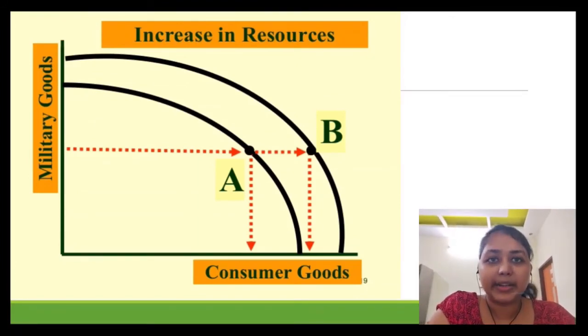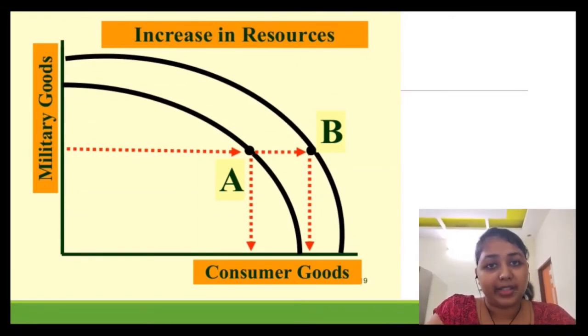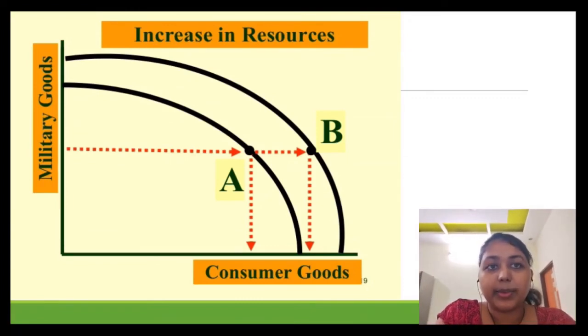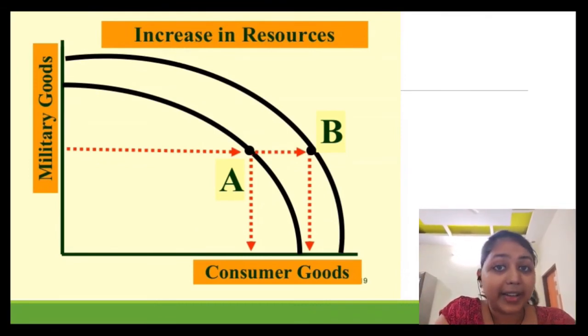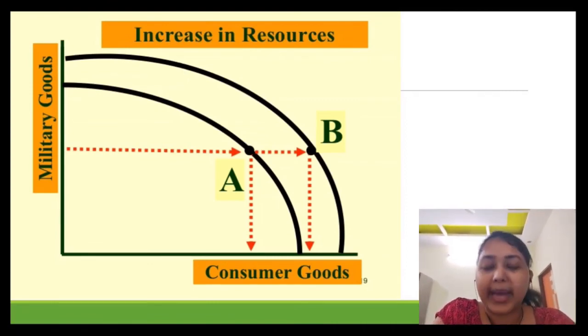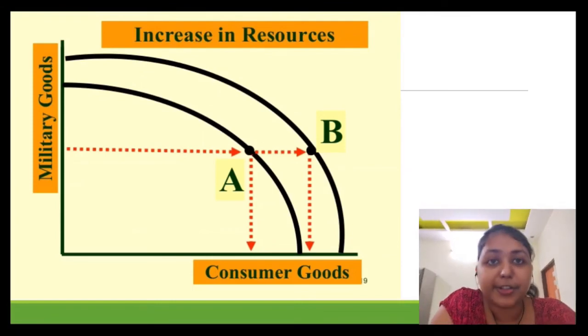As you can see here, due to an increase in resources, these two goods, earlier they were produced on curve A. Now there is a parallel shift and it has shifted to curve B as the resources increased. So there is a parallel shift here, but it is obviously not compulsory to have a parallel shift. It can be a rotational shift as well. Let us have a look here.